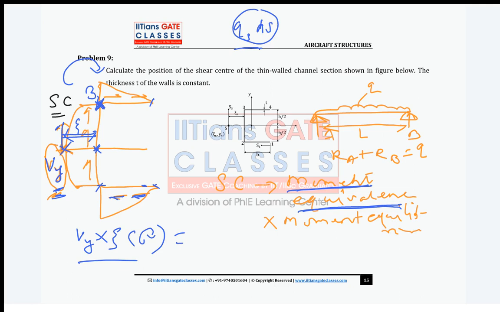Now, guys, due to this force, I want to take moment about this point, right? So what will it be? This qs into ds. What is this distance? Perpendicular distance. What is this perpendicular distance, guys? Because it is a horizontal member, my force will be in this direction. So what will be the perpendicular distance? It will be h. Yes or no, guys?